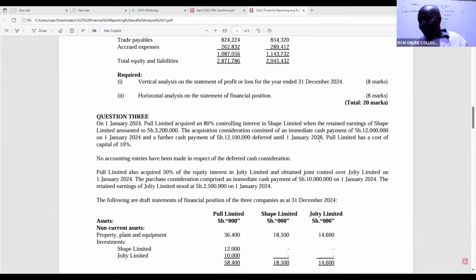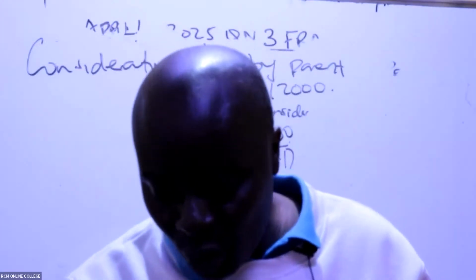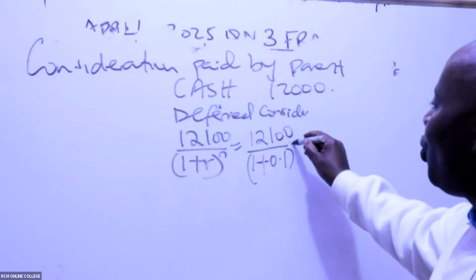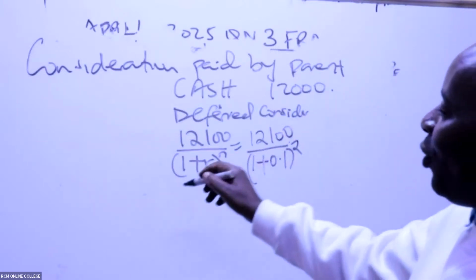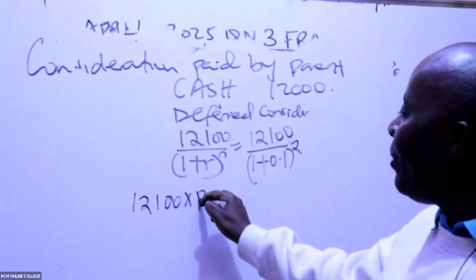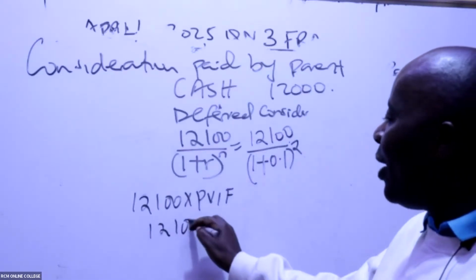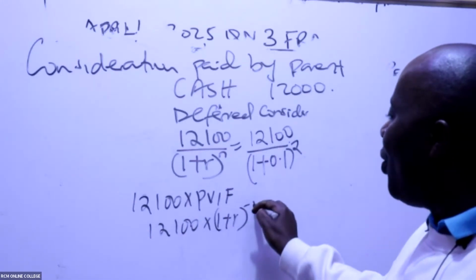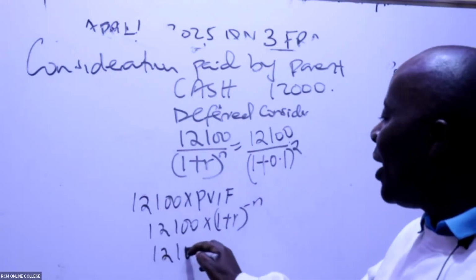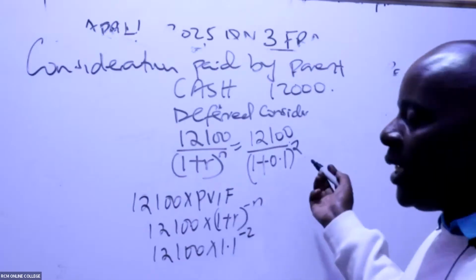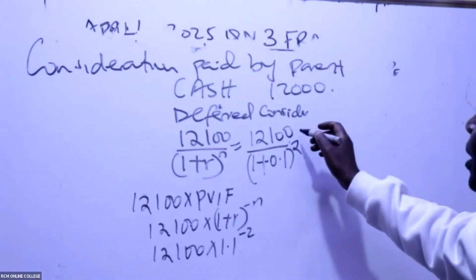That is how many years? How many years are we talking about? In between here, we've made a promise to pay it by this date, and we started the transaction. So 2 years exactly, so raised to power 2. Or, if you want, you can say 12,100 times the present value interest factor, which will be 12,100 into 1 plus R raised to negative N. So you would say 12,100 times 1.1 to the power negative 2. Same thing. Are you able to give me this amount, ladies and gentlemen, here?